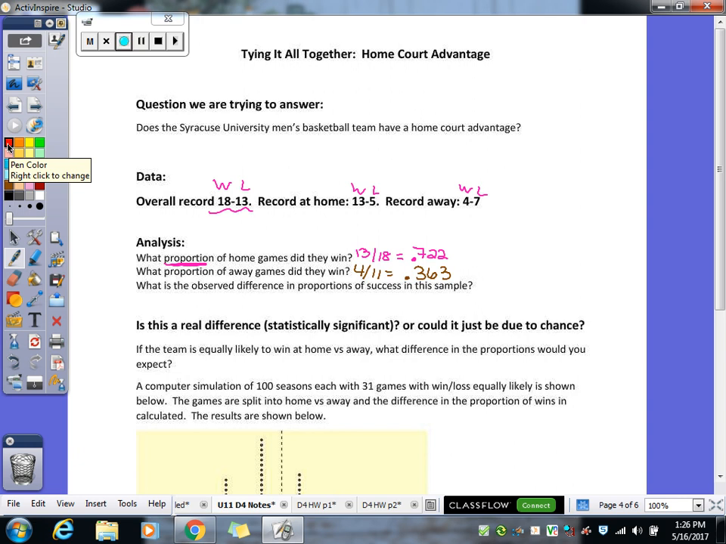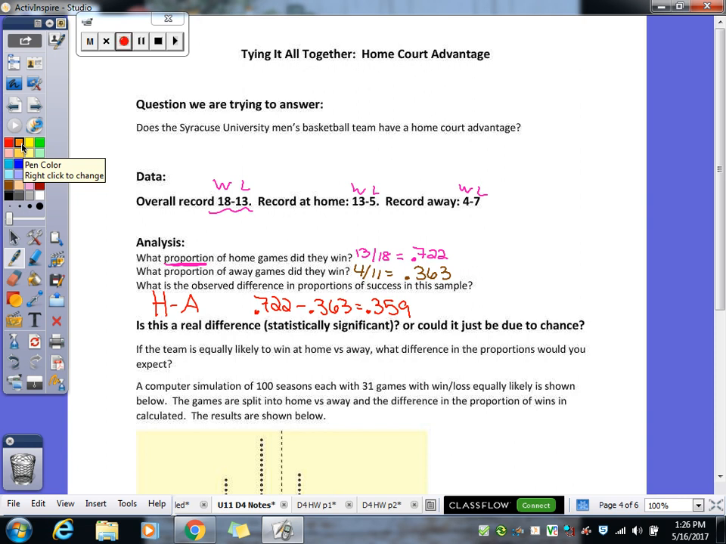So then they want to know what is the observed difference in proportions of successes in this sample. So they want you to figure out home minus the away. So 0.722 minus 0.363. What is our observed difference? 0.359. So then again, we want to know, is that number statistically significant or not?